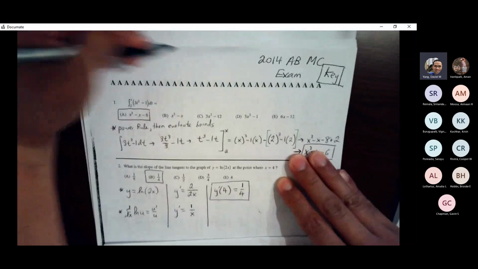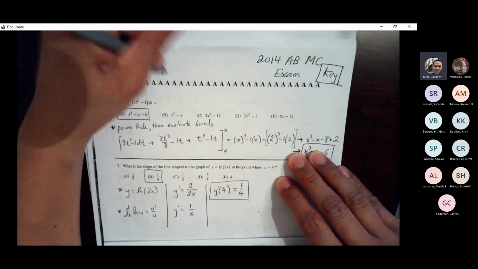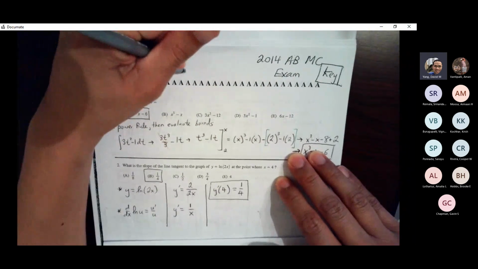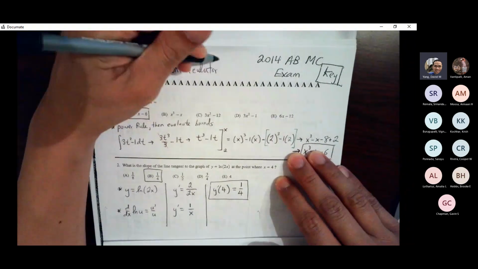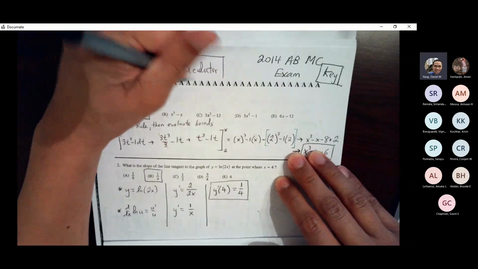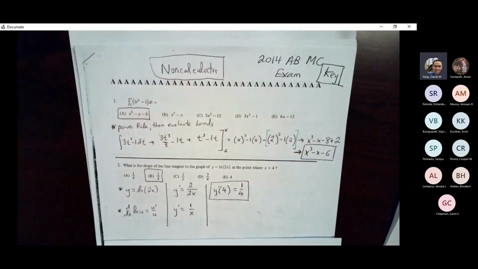Now, keep in mind, this section is non-calculator. So even though some of these things can be plugged into the calculator, we want to make sure that we are working these problems appropriately, and only using a calculator when needed. Sorry, only use a calculator for the second section.